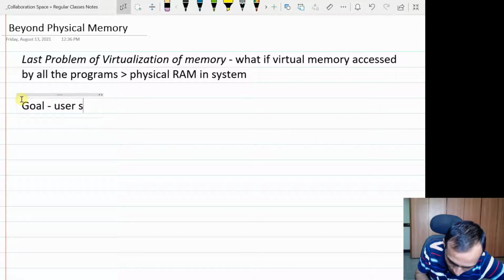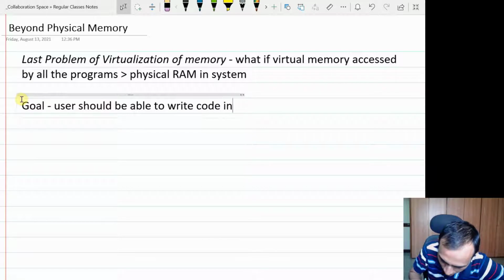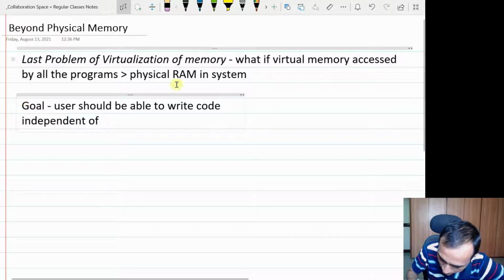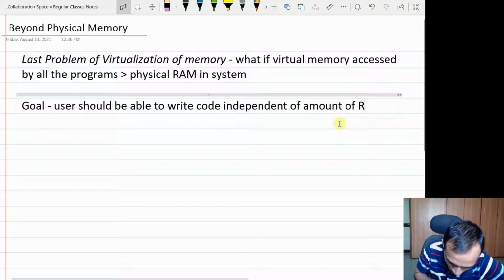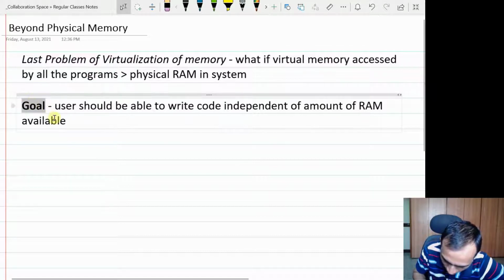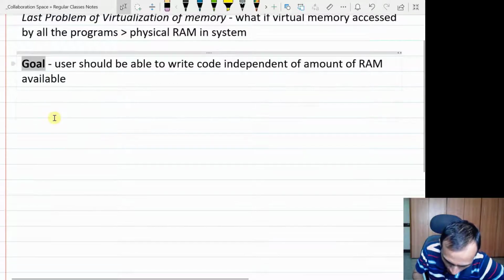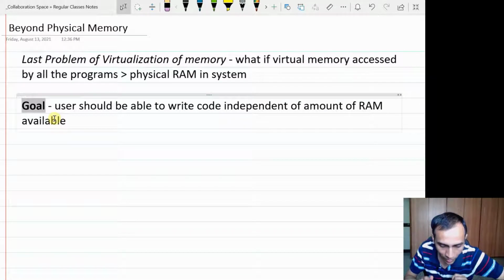to write code independent of the amount of RAM or physical memory that is available. So we want to facilitate users so that they should not be worried about whether the RAM is available or not. They should be able to write their code easily.